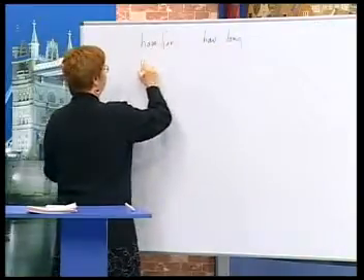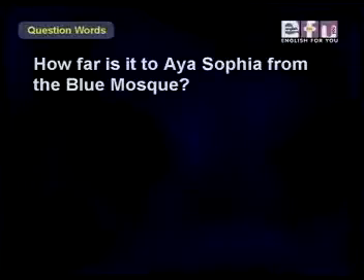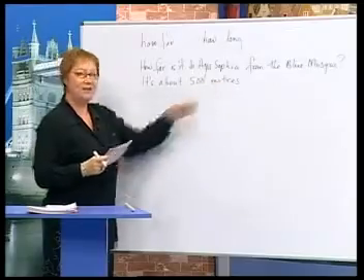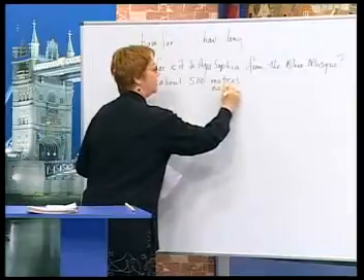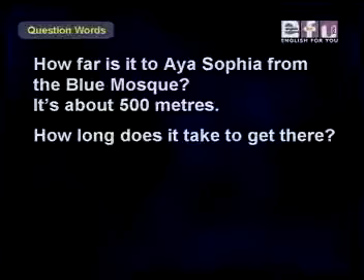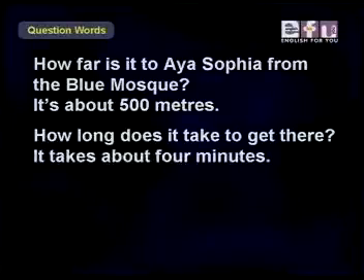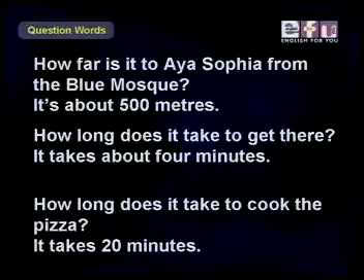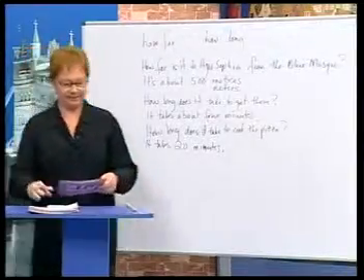So, for example, how far is it to Hagia Sophia from the Blue Mosque? It's about 500 meters. Now, this is the British way of spelling, you know, you can also spell it this way. Okay? They're both correct. How long does it take to get there? It takes about 4 minutes. How long does it take to cook the pizza? It takes 20 minutes.